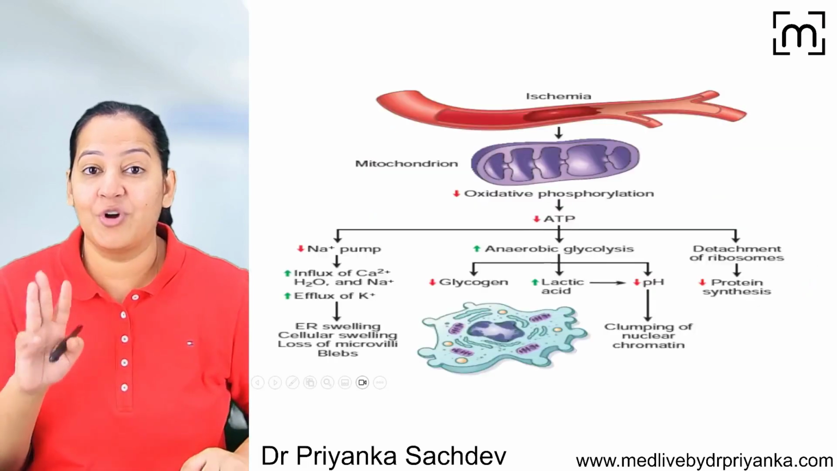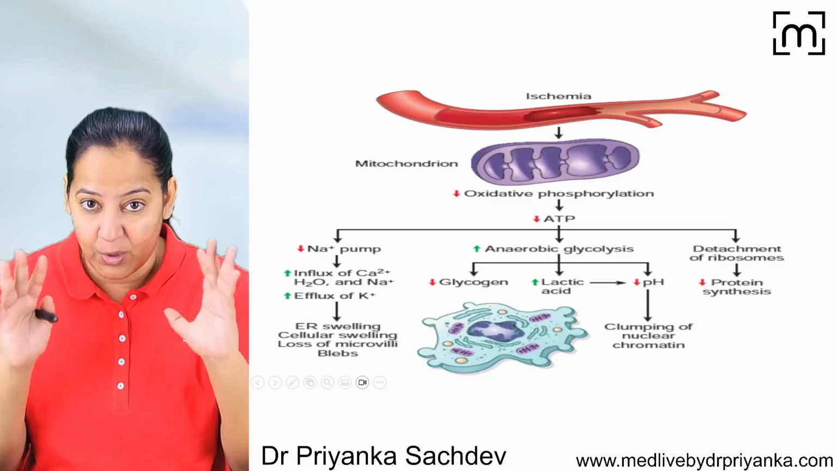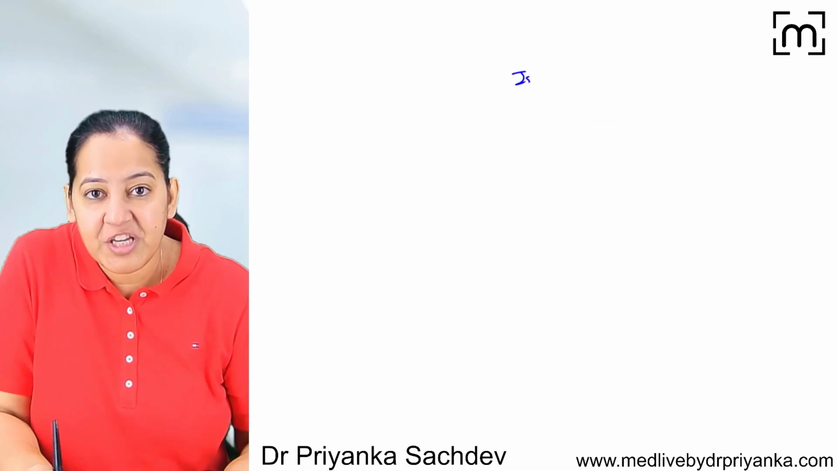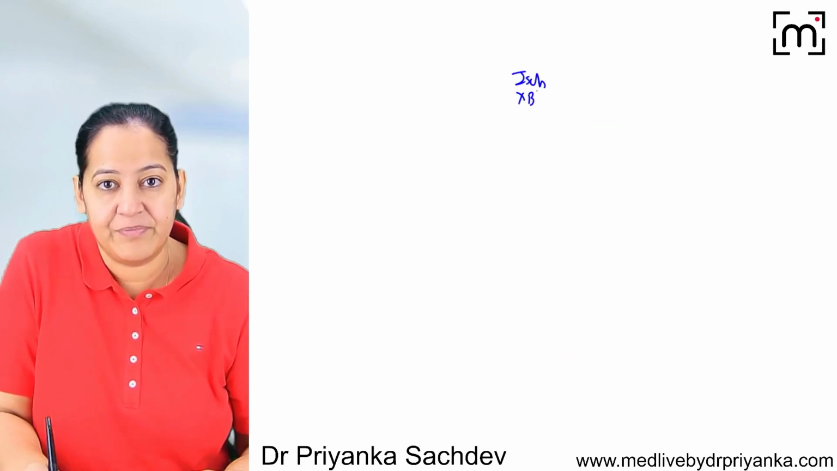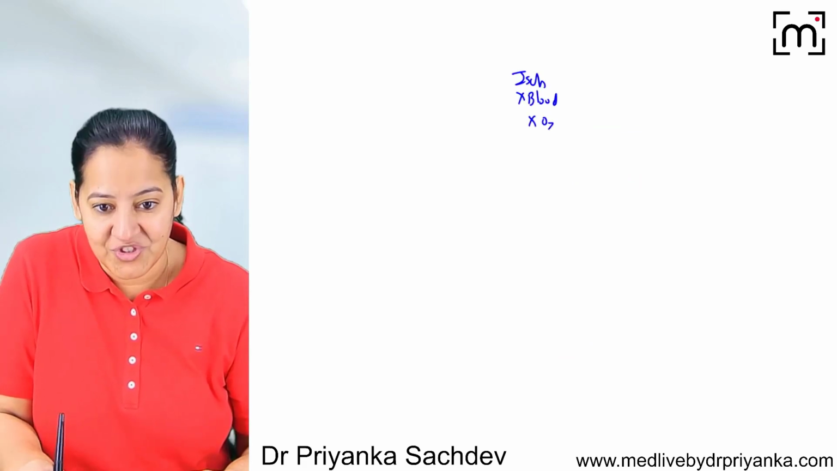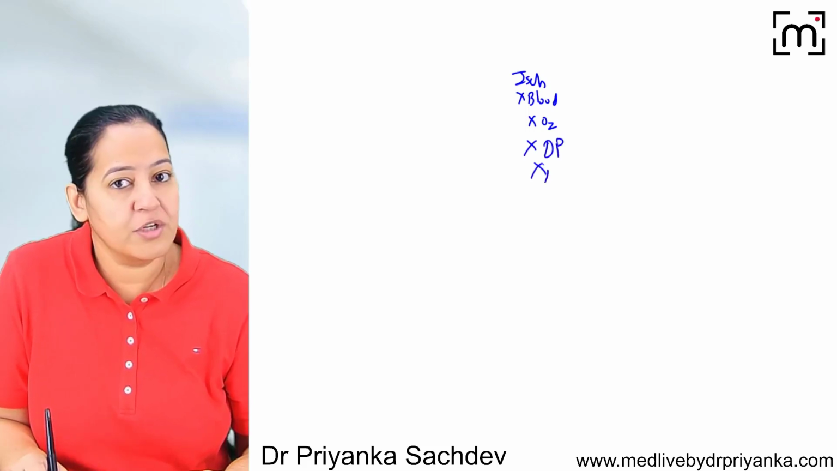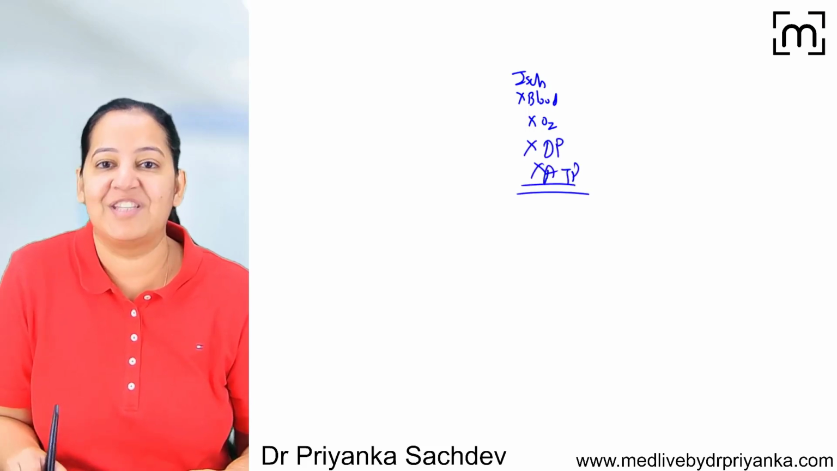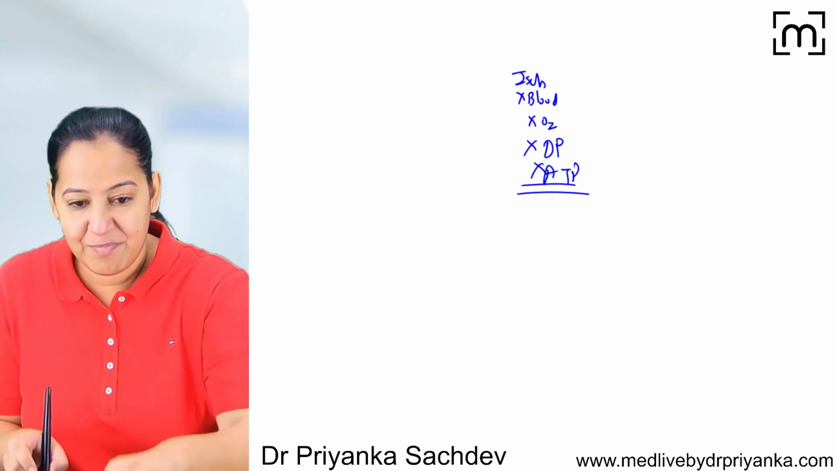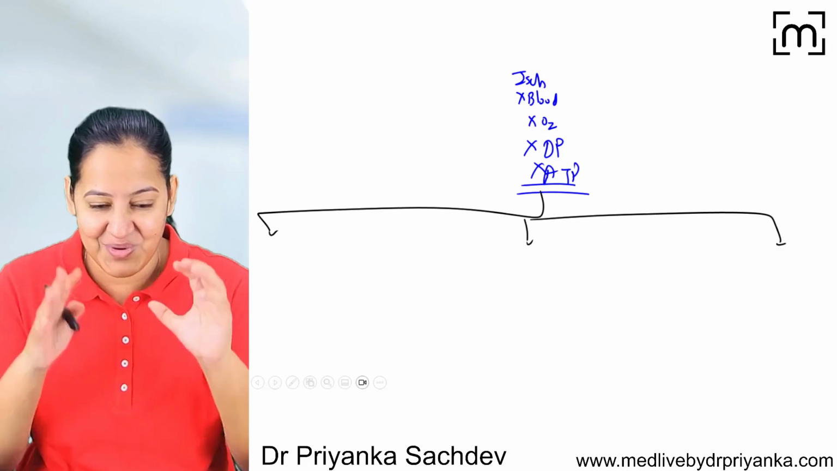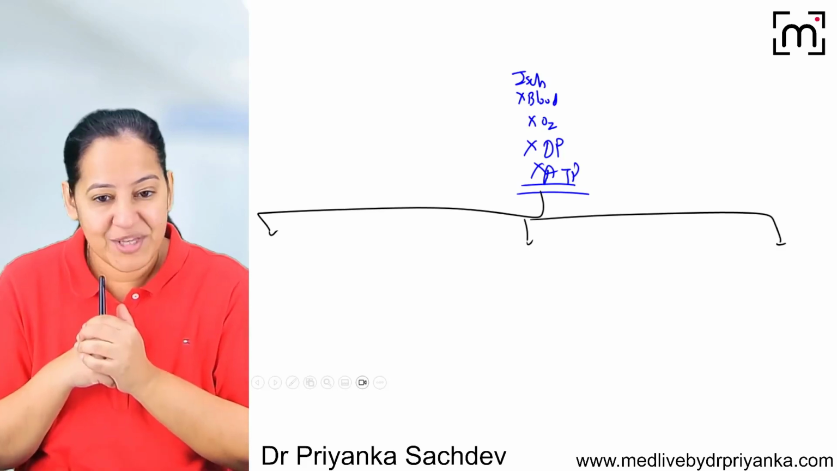So the cell gets injured by three mechanisms. This is the summary. Start with ischemia. If there is ischemia, it means no blood. No blood means no oxygen. No oxygen means no oxidative phosphorylation in the mitochondria. No oxidative phosphorylation, no ATP. That is ATP depletion, and because of ATP depletion, three things happen. You can combine the three flowcharts together in your exam copy. What three things are happening together?